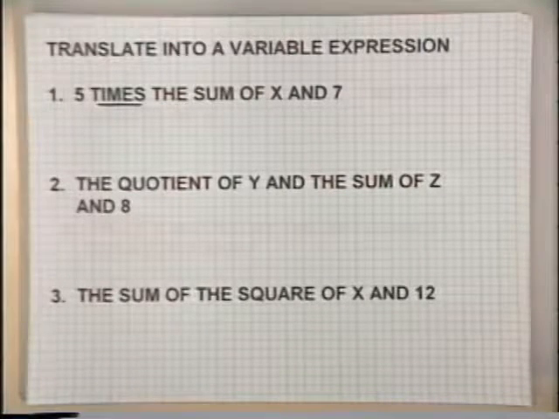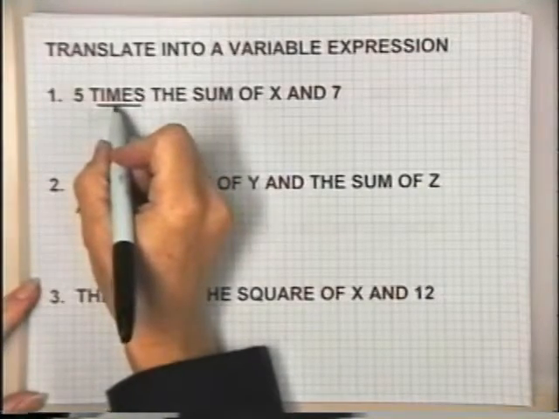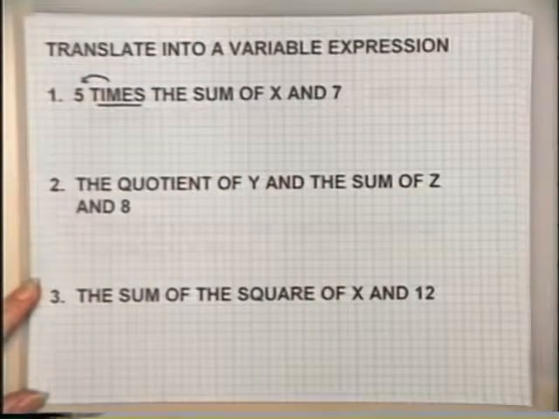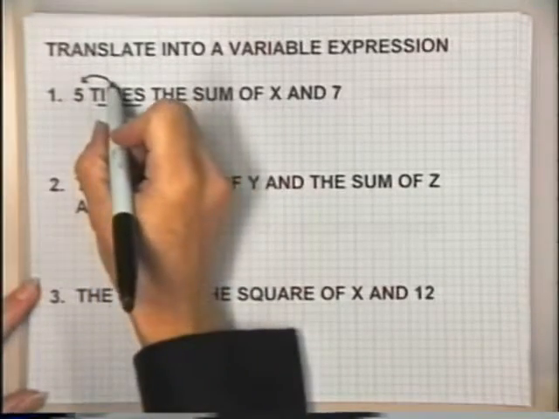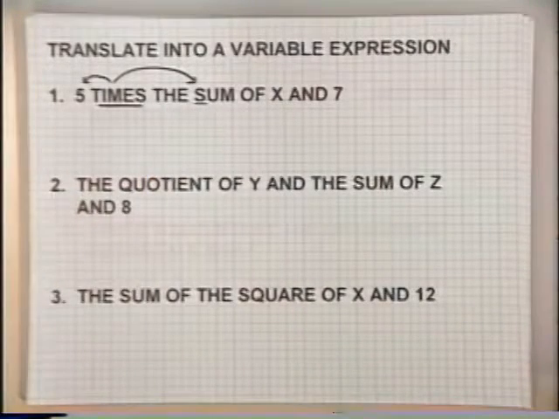Now, part of this translation is understanding exactly what we are multiplying. Sometimes I like to have my students do this. This word times means we are multiplying. On this side of the word times, we have a 5. Right on the other side of the word times, we have the sum. We are multiplying 5 times the sum of something.